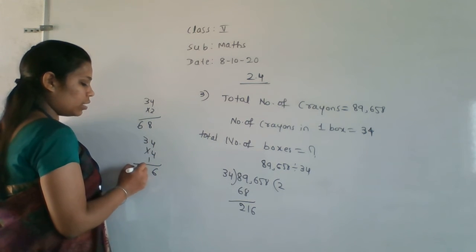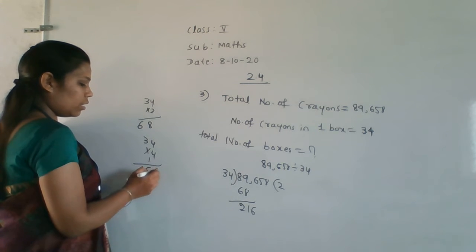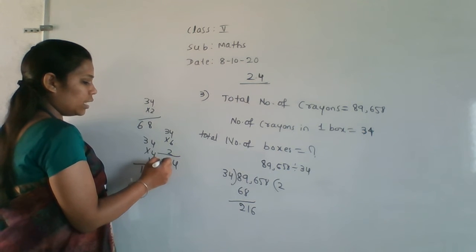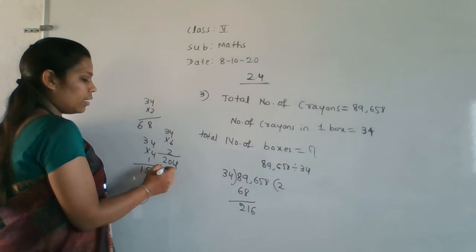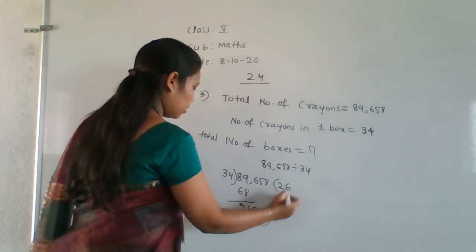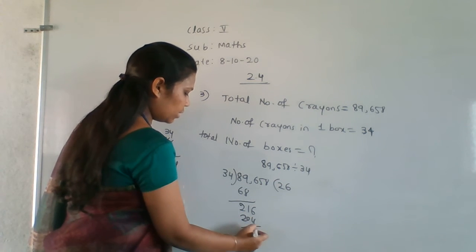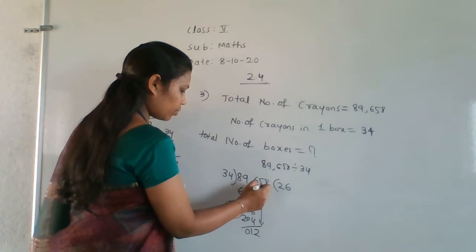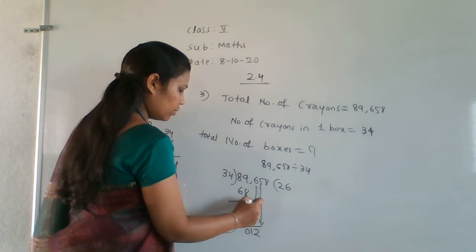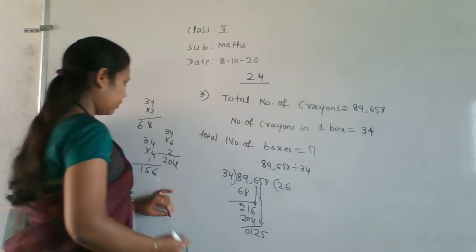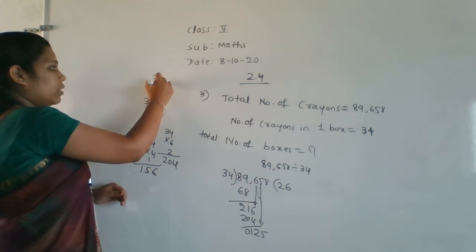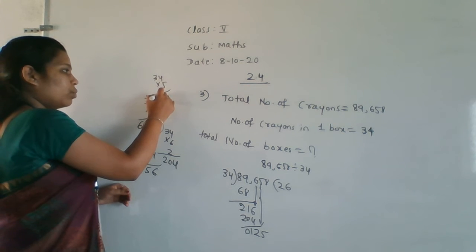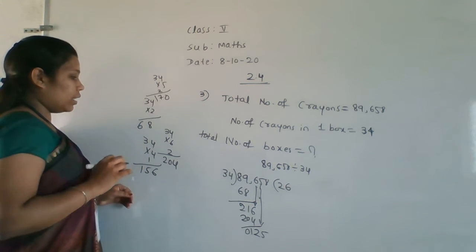4 4s are 16, 4 3s are 12, 12 plus 1 is 13. Next 34 6s: 6 4s are 24, 6 3s are 18, 18 plus 2 is 20. We can take this value. 34 6s are 204. 6 minus 4 is 2, 1 here 0. Now take this 5 value. Here 6 is already taken, 125 is there. 34 5s: 5 4s are 20, 5 3s are 15 plus 2, 17. 170 it is. We can't take that value.